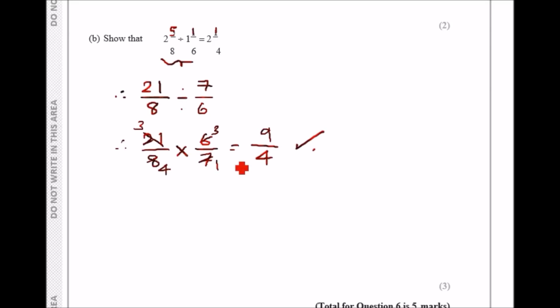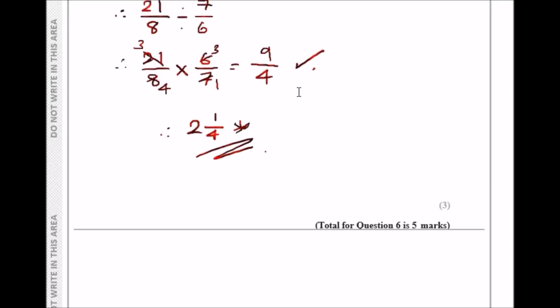And to convert it back to 2 1/4, we can solve how many times 4 goes into 9? Well, it goes exactly 2 times, and has a single remainder, so 1 over 4. That's it. All done, guys. Now let's move on to the next part.